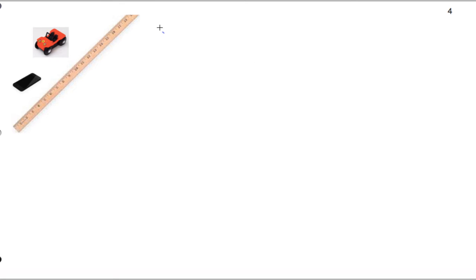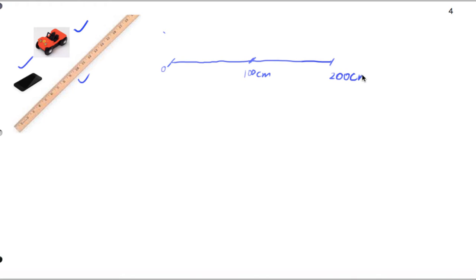Hey everybody, so I wanted to review the Buggy Lab that we did. If you remember, we had a buggy, a phone as a timer, and a meter stick. We laid out the meter stick on the floor. We actually had 2 meter sticks, and I'll make a note of that by dividing it down the middle. So we had 100 centimeters here, or 1 meter, and we go from 0 all the way to 200 centimeters at the end here, right?